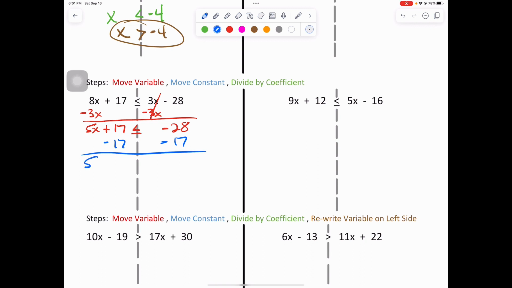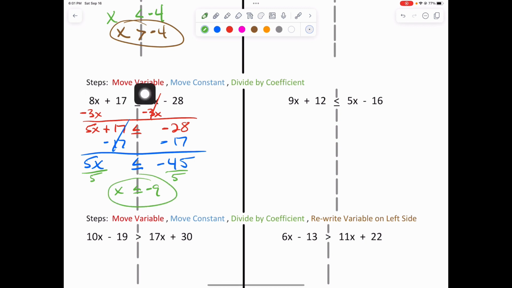Bring down your 5x. 17 minus 17 eliminates the 17. Okay, less than or equal to negative 28 minus 17 is negative 45. Divide by the coefficient, which is 5. X is less than or equal to negative 9.